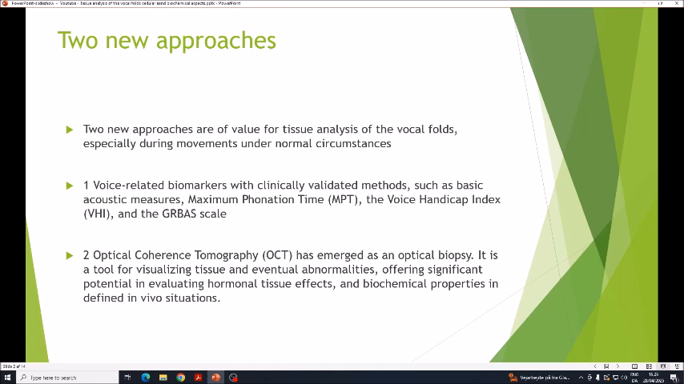Second, optical coherence tomography, often called an optical biopsy. It visualizes tissue and detects abnormalities without removal. It's useful for studying hormonal and biochemical properties in live conditions.